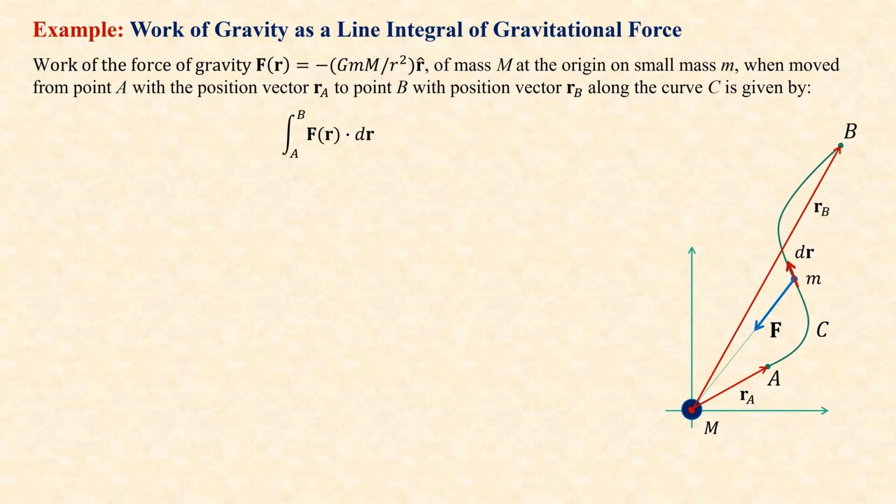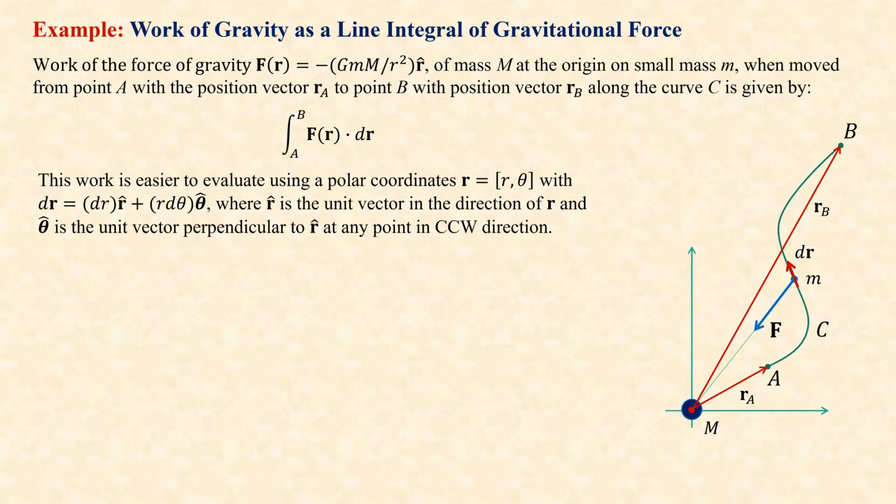And what is dr? This dr is along the path, as we said before. It's a small step along the path. At any point, we multiply that dr dot F, and we get a scalar, we add them up. If you want to calculate that, it is better to go to polar coordinates, because this vector F is along the r hat.